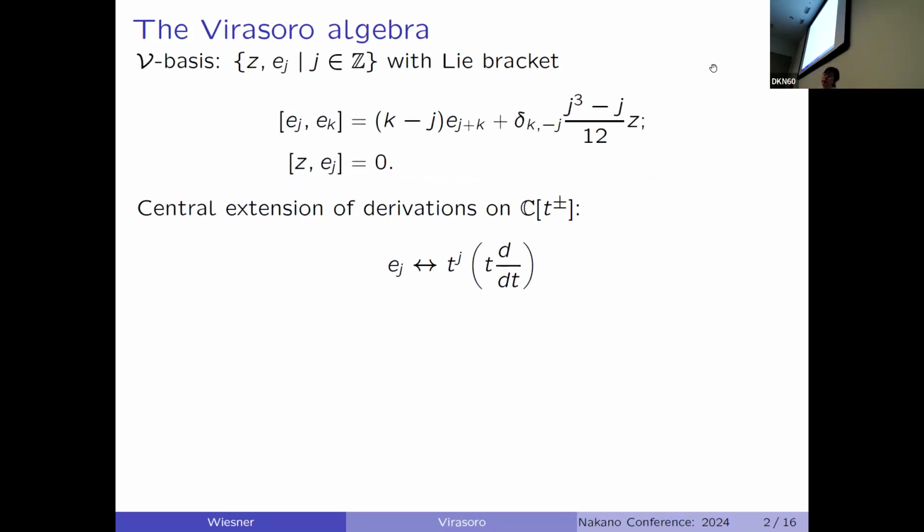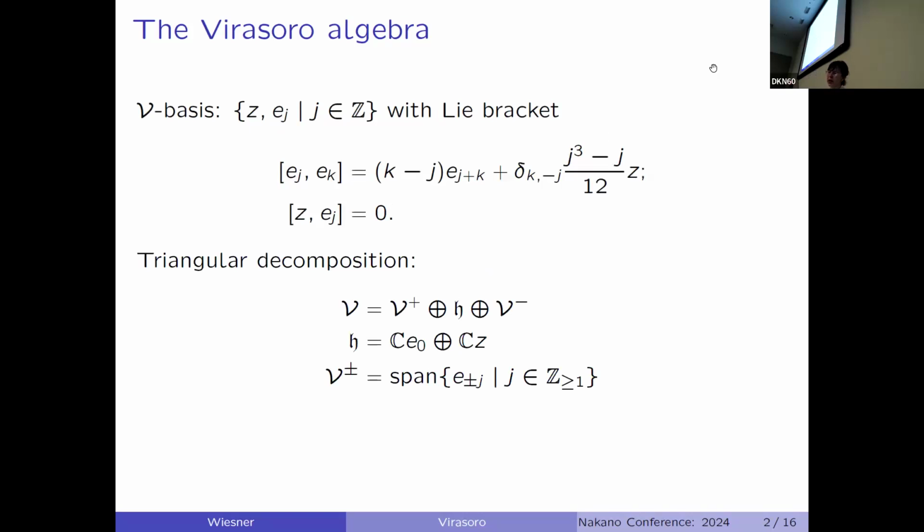You can think of the Virasoro algebra as coming from central extensions of derivations on Laurent polynomials. So this is the identification that you can use to get that. I'll come back to this at the end of the talk. It also has structures that are familiar in lots of different Lie algebras. In particular, it's got a triangular decomposition. You can take E_0 and Z to span a Cartan subalgebra, and then you naturally get these positive and negative pieces that are just spanned by the positively and negatively indexed basis vectors.